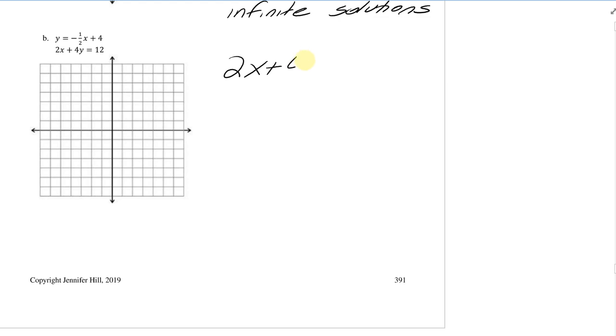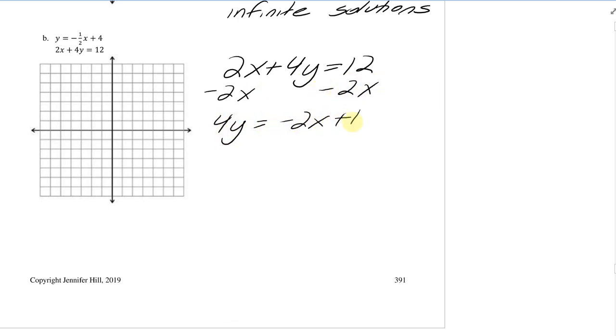So I have to do the same thing. I've got 2x plus 4y equals 12, so I need to solve for y first. I've got 4y equals negative 2x plus 12. Divide all sides by 4. So I get y equals negative 1/2 x plus 3.